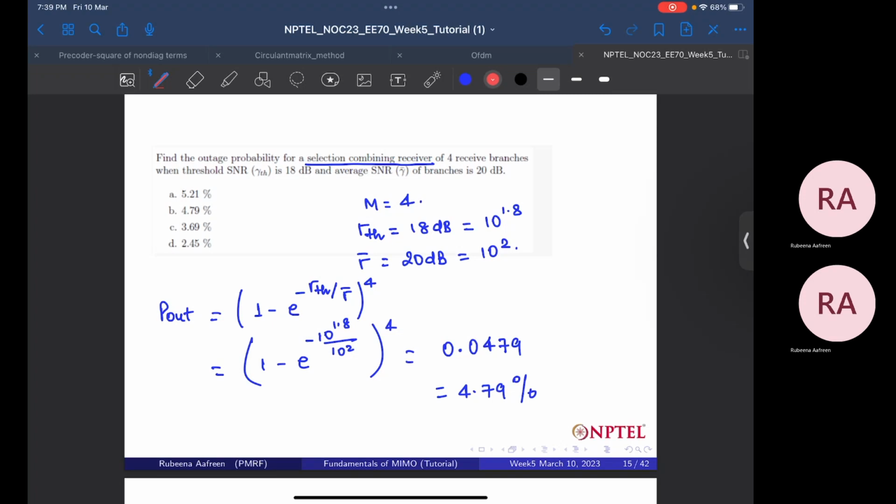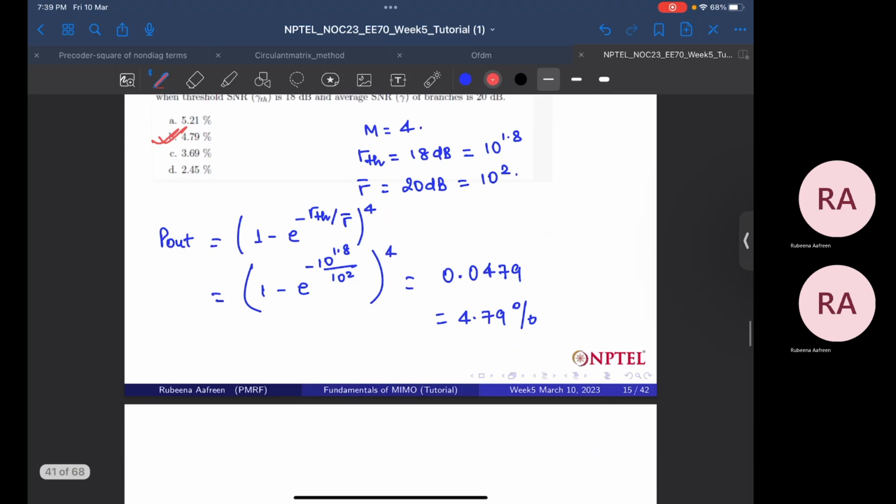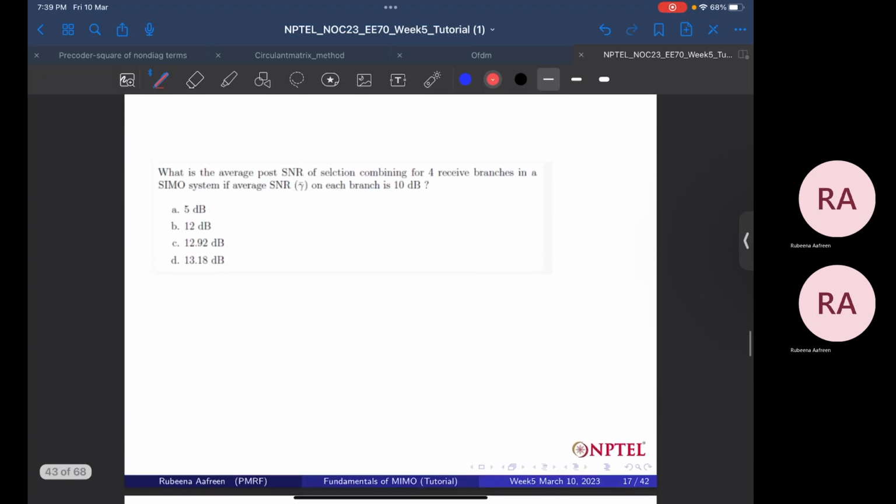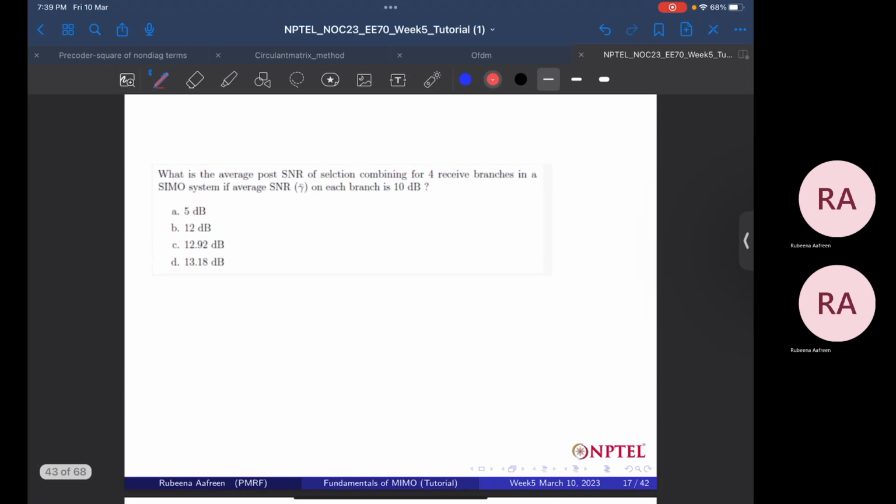Okay, so the answer here would be B, 4.79%. Now you see: what is the average post-processing SNR for selection combining of 4 receive branches if the average SNR on each branch is 10 dB?